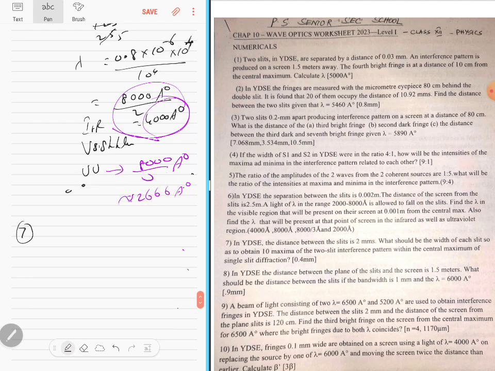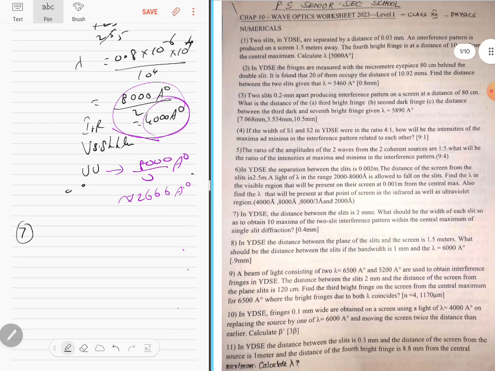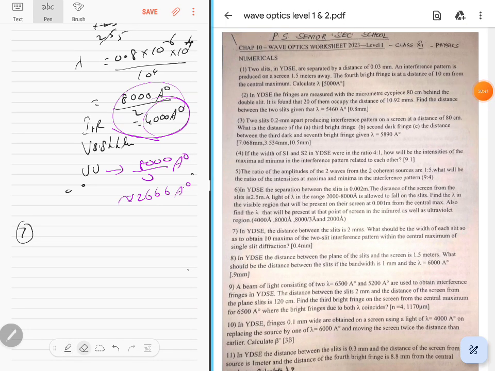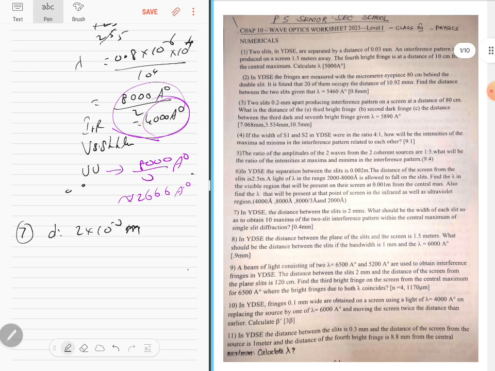Let's go to the 7th question. Sorry guys. In Young's double slit experiment, the distance between the slits, small d, is equal to 2 into 10 to the power minus 3 millimeter. Okay, millimeter has been converted. What would be the width of each slit so as to obtain 10 maxima of the two slit interference pattern within the central maximum of the single slit diffraction?